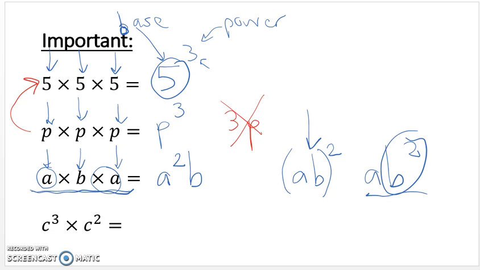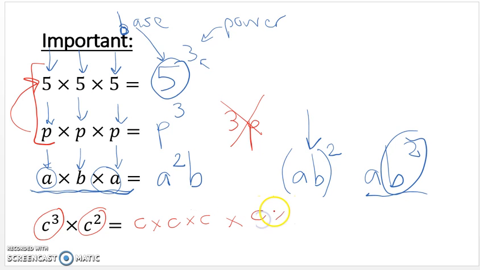And finally, if we use the same thinking that we used up here, when I take something like c cubed times c squared, well, the c cubed means we've multiplied the c by itself 3 times, and the c squared means we've multiplied the c by itself twice, and altogether I've got 1, 2, 3, 4, 5 c's. So I'm multiplying c by itself 5 times, so that would be c to the power of 5.